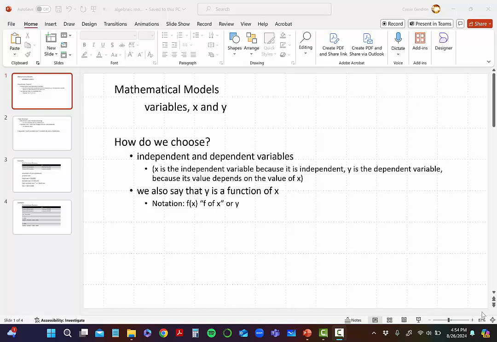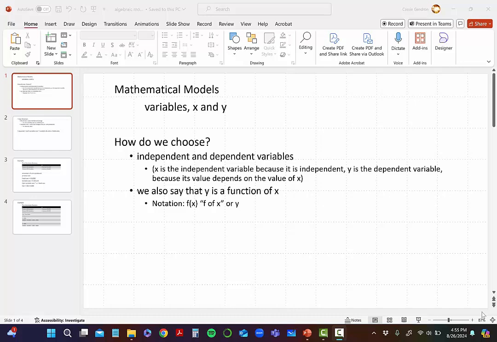When we are writing mathematical models, we usually choose the variables x and y, though we can use other letters as well. But for the purposes of this lecture, we're going to choose x and y. Now, how do we choose? We need to determine what is the independent and dependent variable.